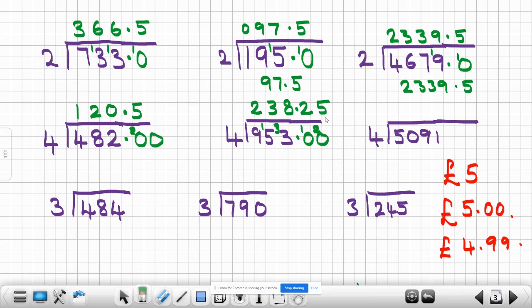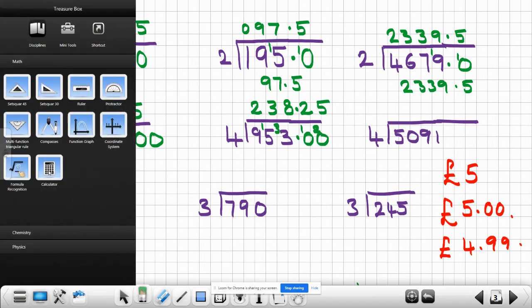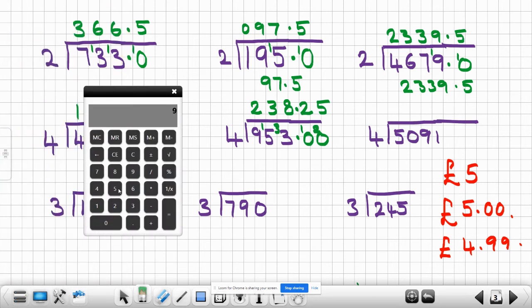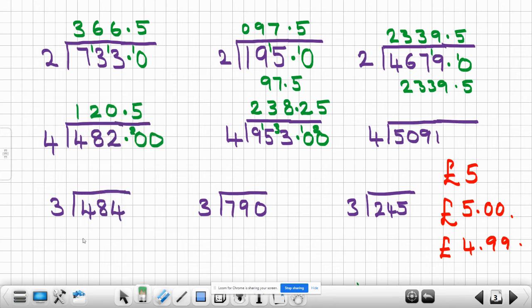And I know that when we're talking about money, we might say £238.25. But I want you to get into the habit of calling it 0.25, not 25. It can be very misleading to you if you think of that as 25. It's 0.25. Right, let's check it. 953 divided by 4 equals, excellent, 238.25.